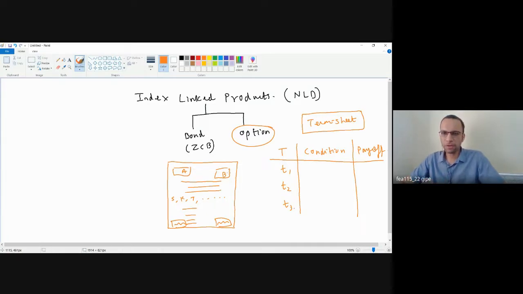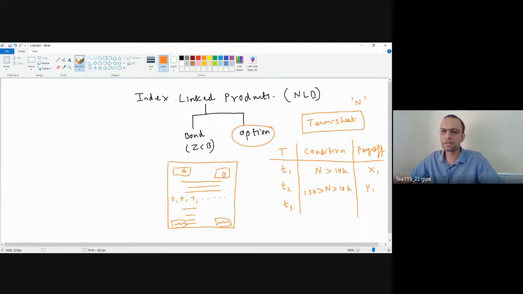So similarly, for an NLD product as well, we can have a term sheet, and within the term sheet, we'll have certain conditions which are defined. So let's say I call my Nifty as N. N is a short form I use for Nifty. So my condition could be that if at observation date T1, N is greater than 10,000, I receive a certain payoff, let's say X1. Now, if at observation date T2, N is between 10K and 15K, I receive a certain payoff.